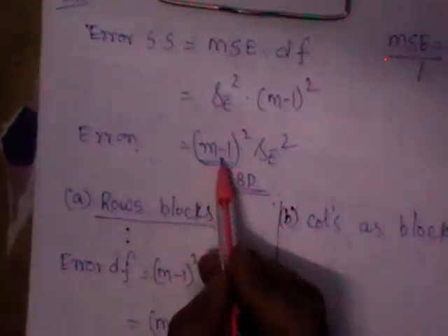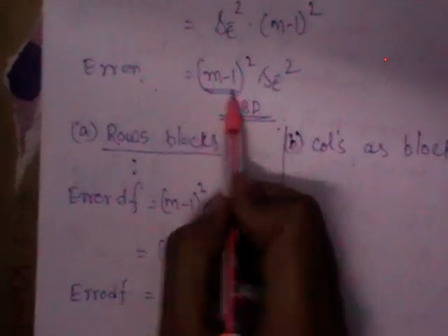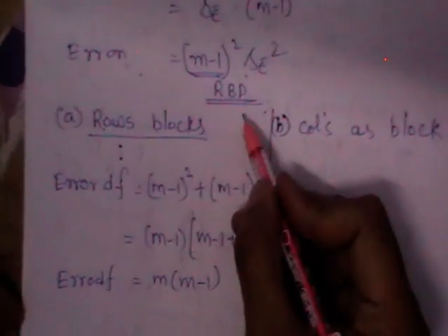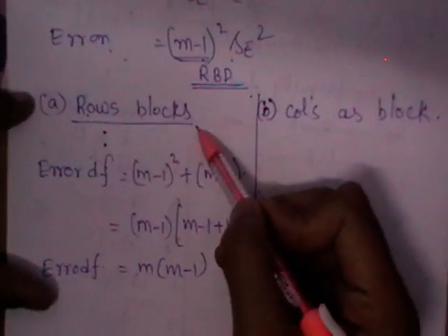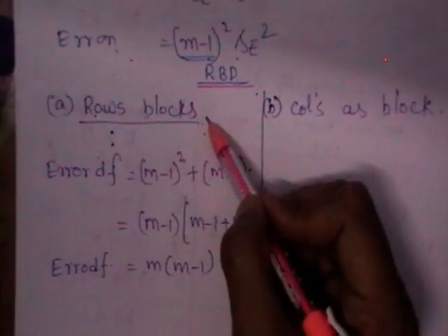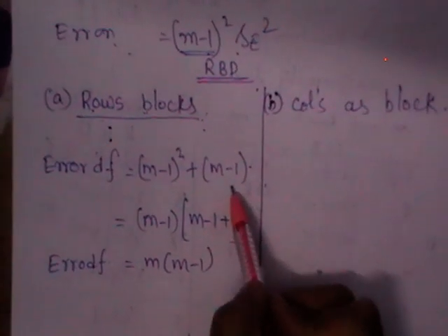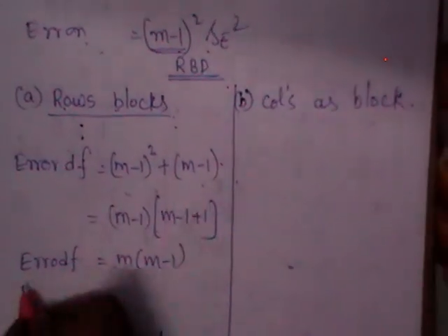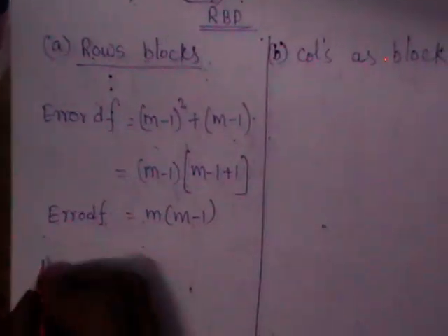For LSD, you have identified the error degrees of freedom by clubbing treatments to the rows. Now you are going to conduct RBD for the same experiment by taking rows as blocks. Then to this error degrees of freedom, you add the degrees of freedom of the rows. On the whole, you get error degrees of freedom under RBD as m into m minus 1.